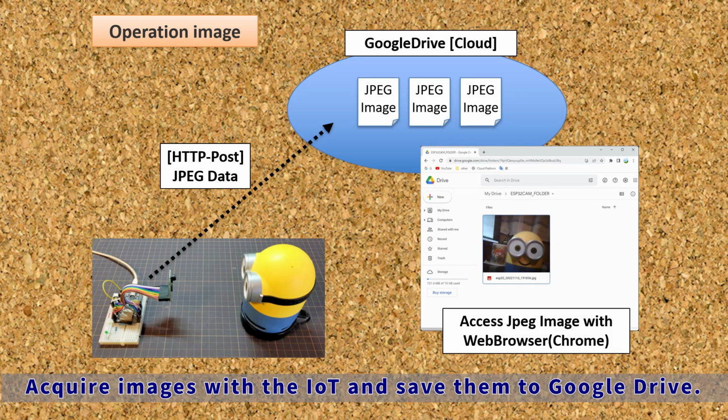As for the operation image, the IoT camera acquires an image with the camera when it starts up. The acquired image is saved to Google Drive in the cloud on the internet using HTTP post. You can check the images saved in Google Drive by using the usual method of checking Google Drive, such as a web browser or application. This time, I logged into my Google account with Chrome and checked inside Google Drive.